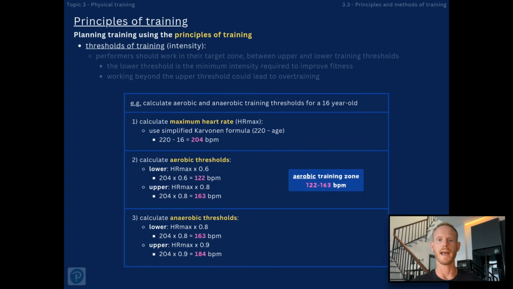So, to improve their aerobic fitness, a 16-year-old should attempt to maintain their heart rate for at least 20 minutes between 122 and 163 beats per minute, and to improve their anaerobic fitness, they should keep their heart rate between 163 and 184 beats per minute. Now, if relatively untrained, you might begin your program at the lower end of your target zone, and then, in accordance with the principle of progressive overload, gradually increase your target heart rate over time. For example, from 60% to 65% to 70, etc.